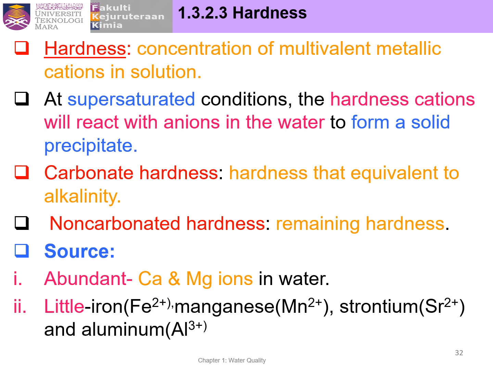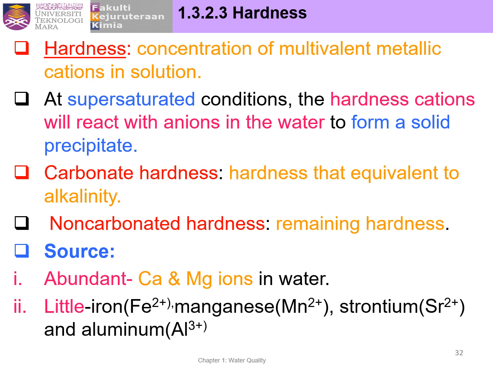Hardness. We talk about water hardness. Hardness is the concentration of multivalent metallic cations in solution. Usually we consider a supersaturated condition, for example, the hardness cations will react with anions in water in order to form a solid precipitate. Under hardness, we can divide it into two categories: one is carbonate hardness and another one is non-carbonate hardness.